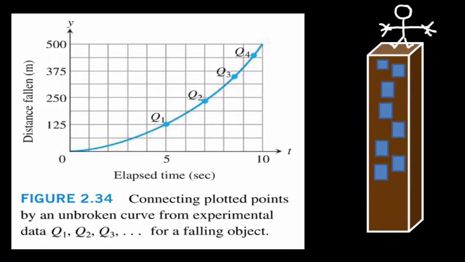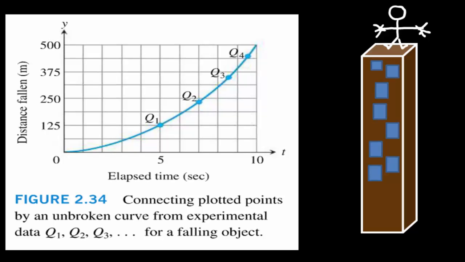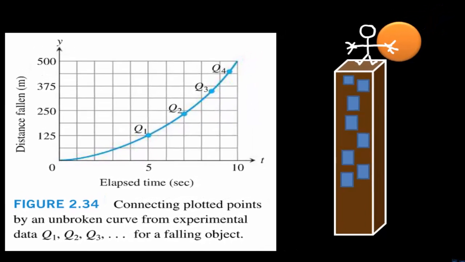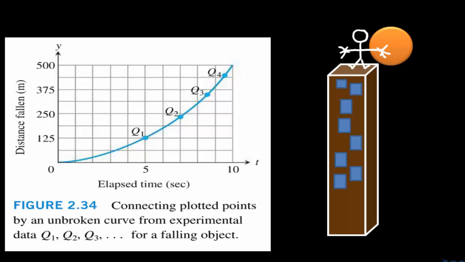Here is another example of a continuous function. Let's say you are on top of a tall building, 500 meters high, and you're holding a ball. What you want to do is to find out the distance that it traveled from the top of the building until, of course, it reaches the ground. Let's just do it in slow motion. We're going to drop the ball.